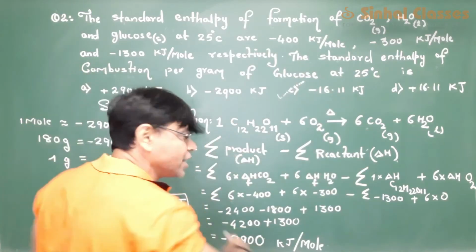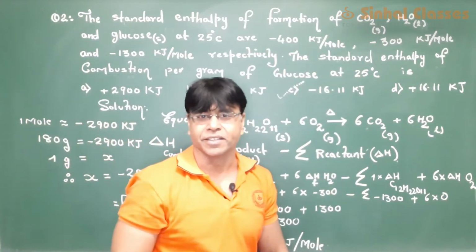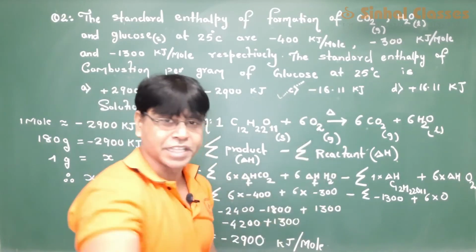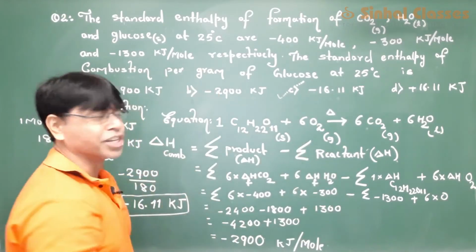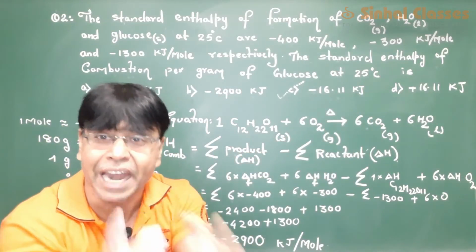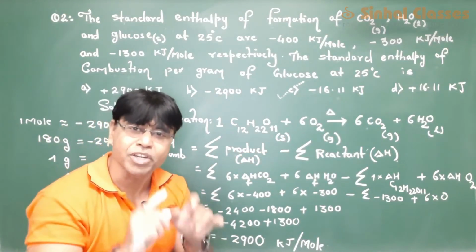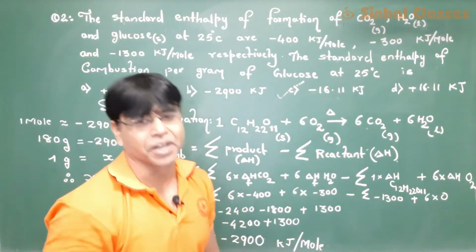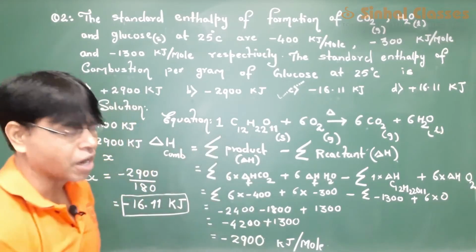So even without solving this, you would have easily got the answer. The answer would have been C, negative, because it's exothermic, it's given combustion. So A and D is ruled out, because positive always means endothermic, whereas combustion is always exothermic. Got it? Very good. So let's go to the next question now.